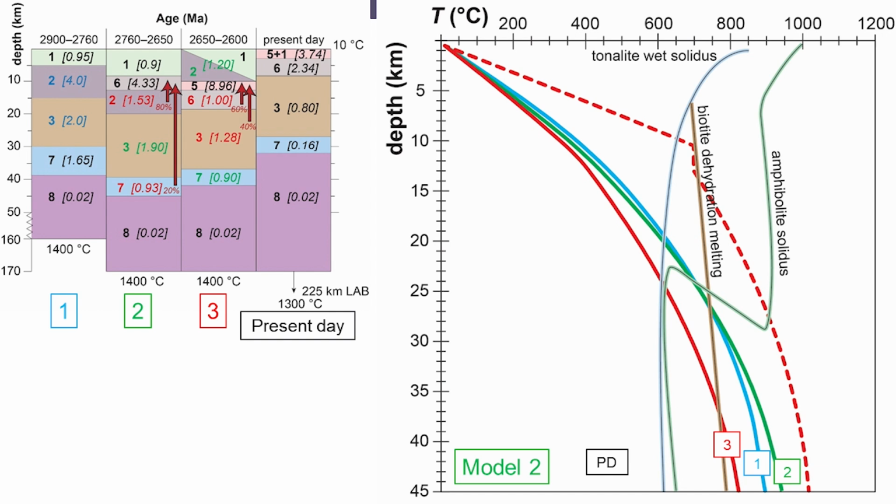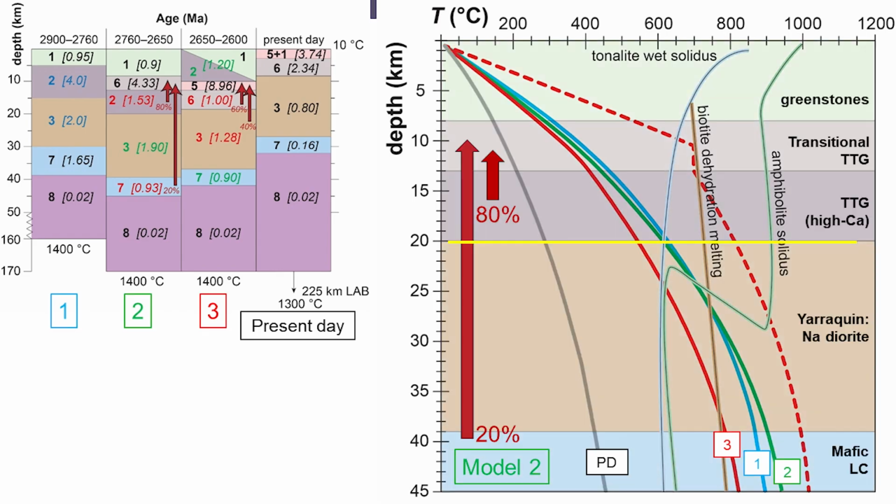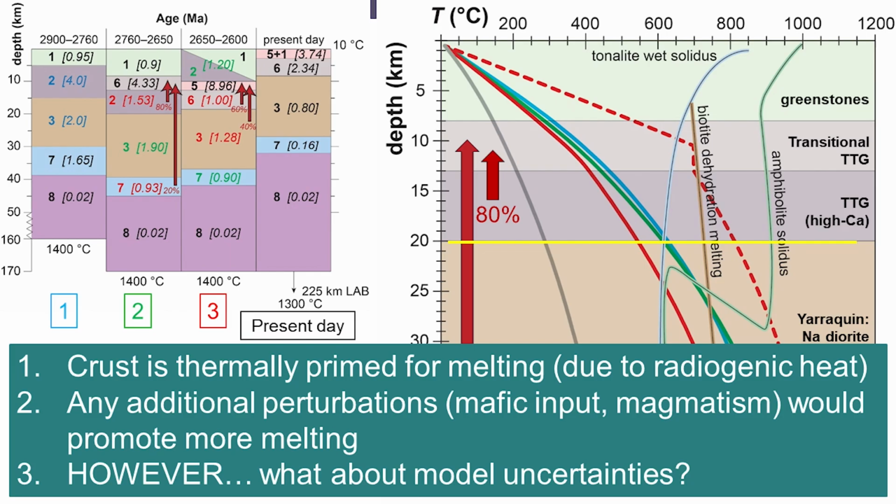Okay. So, again, this is from Model 2, so kind of the peak of when we have a lot happening. And what we're looking for is when the green curve crosses one of the solidus lines. And lo and behold, I was not very happy to see that it basically crosses the solidus at the very base of the crustal layer that I've devised. So, okay. So what that's telling us at a first pass is that the crust is thermally primed for melting due to radiogenic heat.